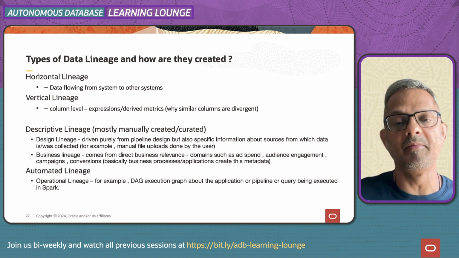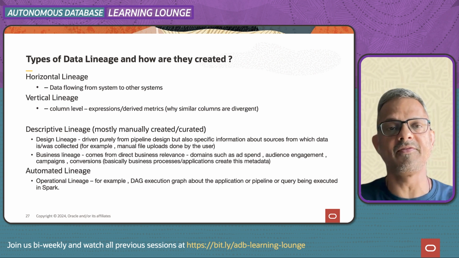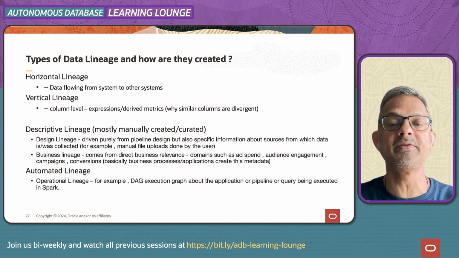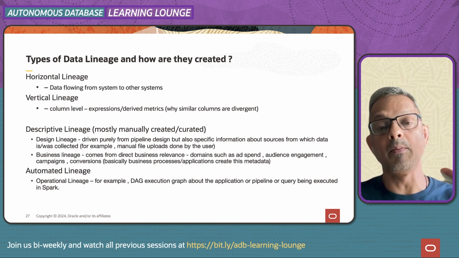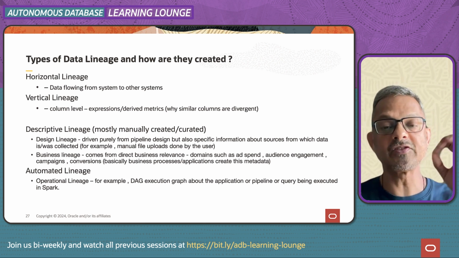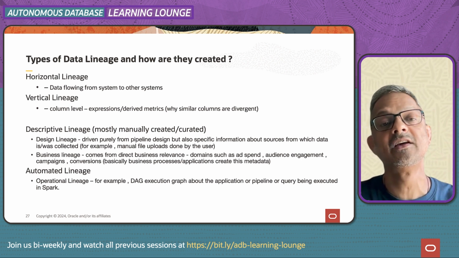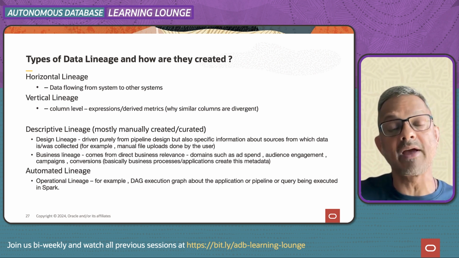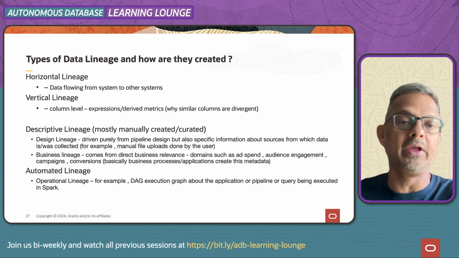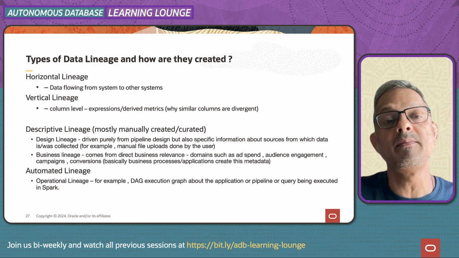Now we get into the details of some interesting characteristics of lineage itself. Generally, when people talk about lineage, they talk about horizontal lineage, right? How data flows from point A to point B. But then there's also an interesting vertical lineage, which is how the attributes of an entity or a data set are transformed and how information flows downstream, either through derived metrics or expressions, which we can say are formulas to compute something. So that's what I mean by vertical lineage.